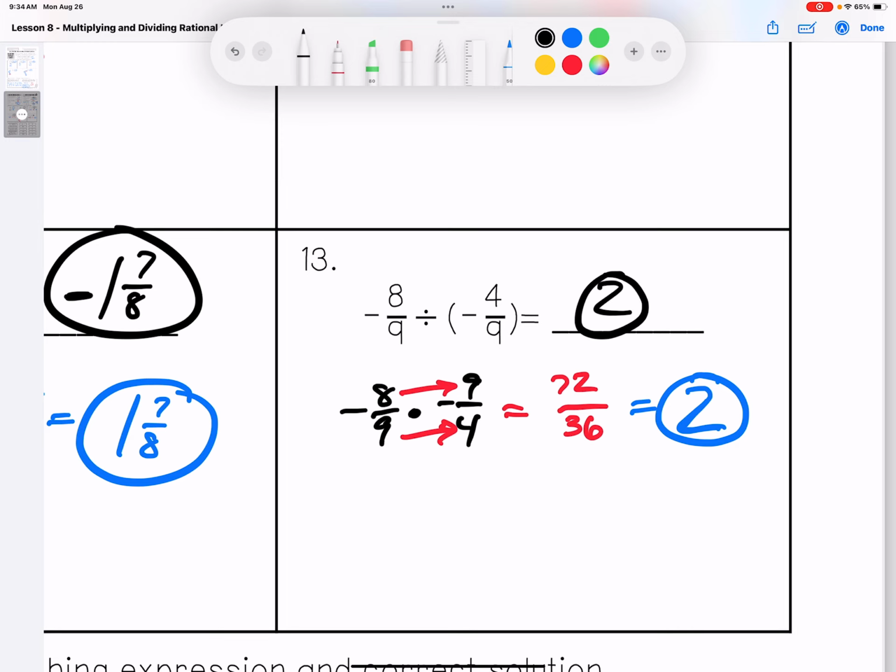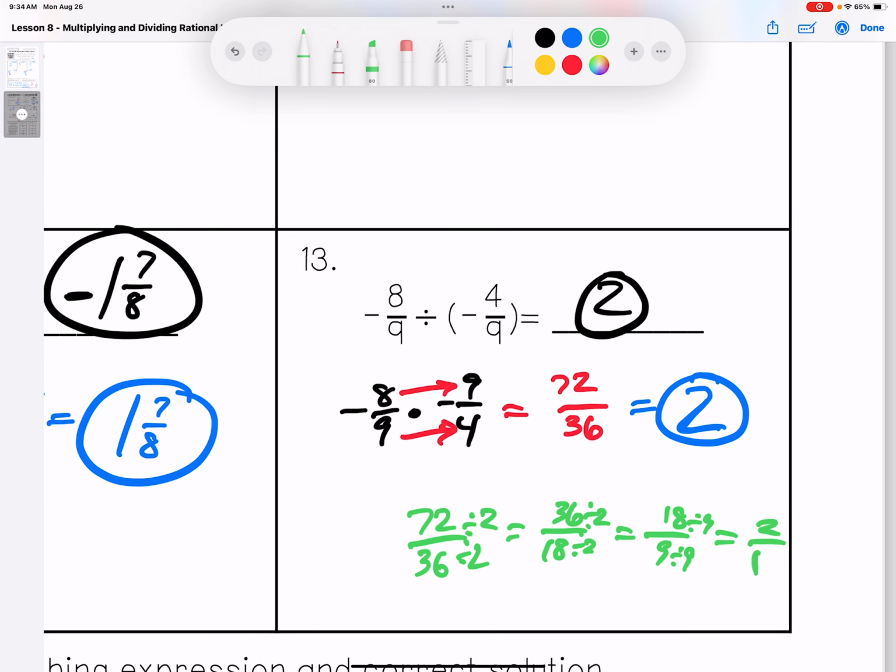But if you didn't know how to do that, I will come down here and go 72 over 36. Divide them by 2. You get 36 over 18. Divide by 2 again. You get 18 over 9. They'll both go by 9. And you get 2 over 1, which is the same thing as 2.